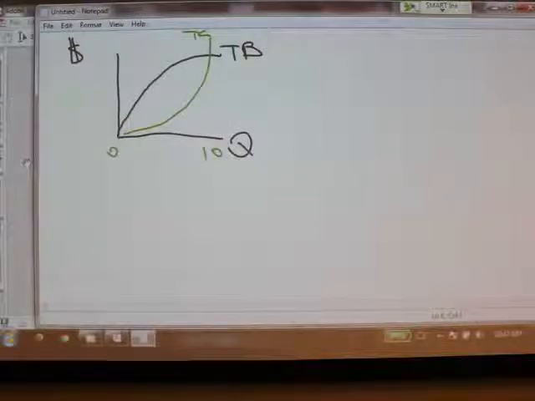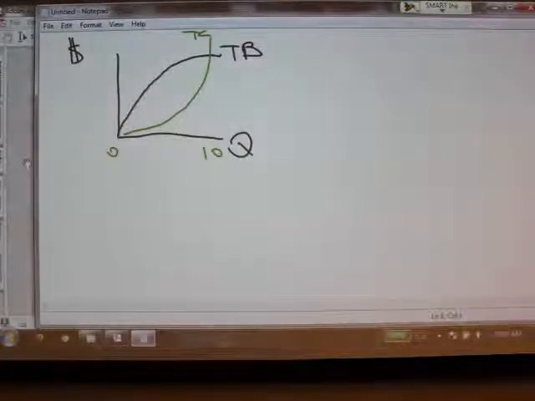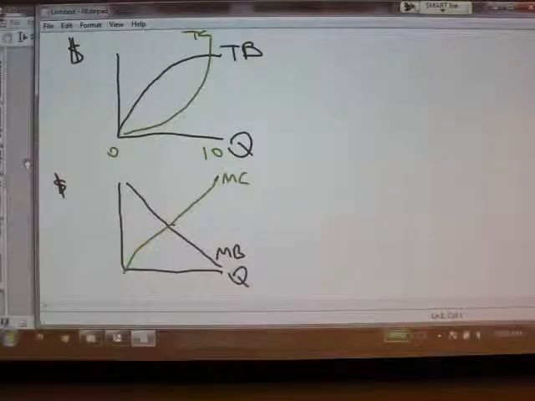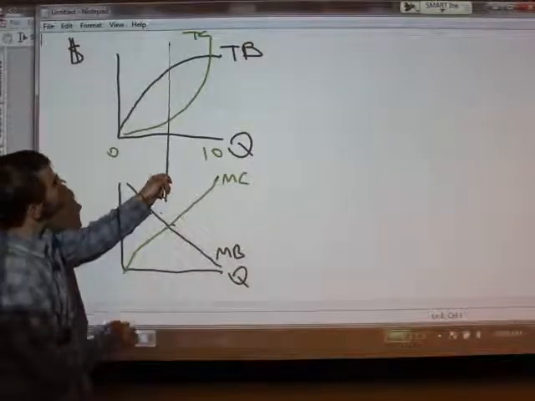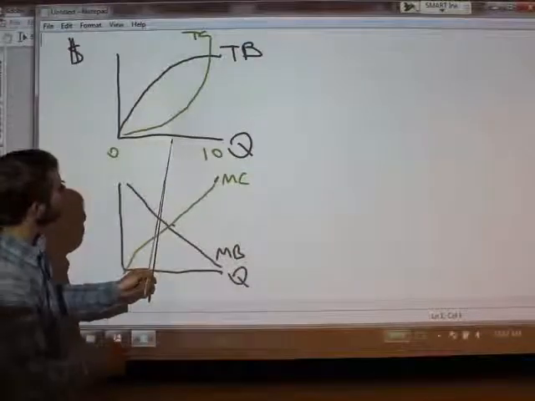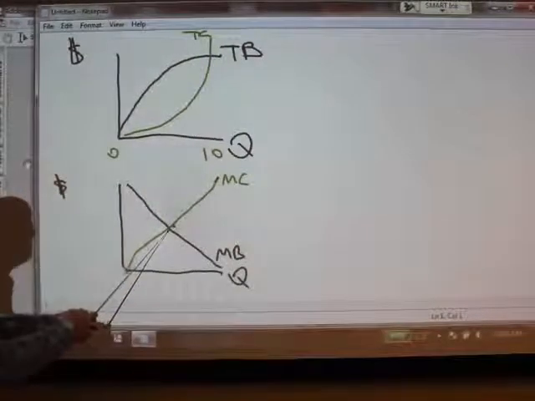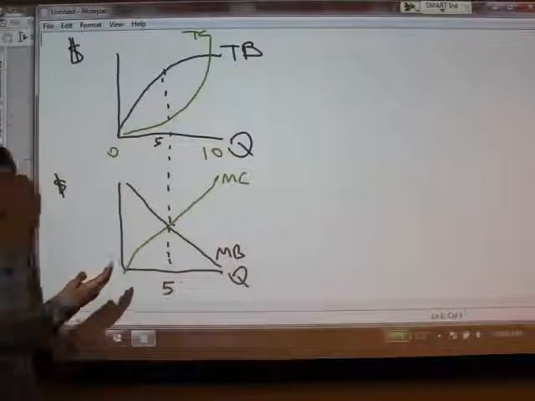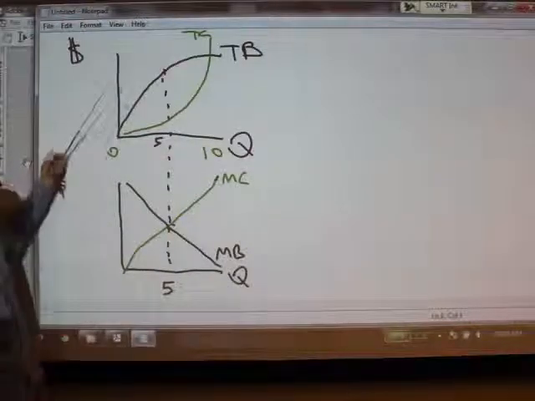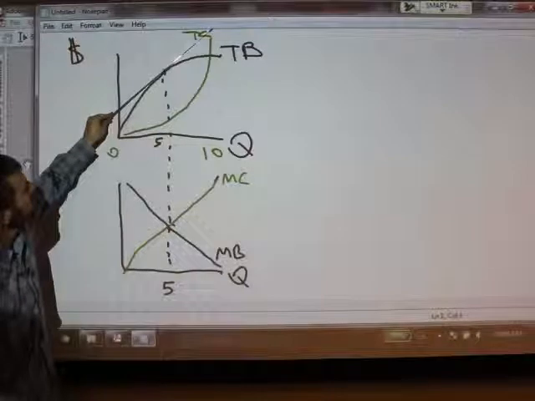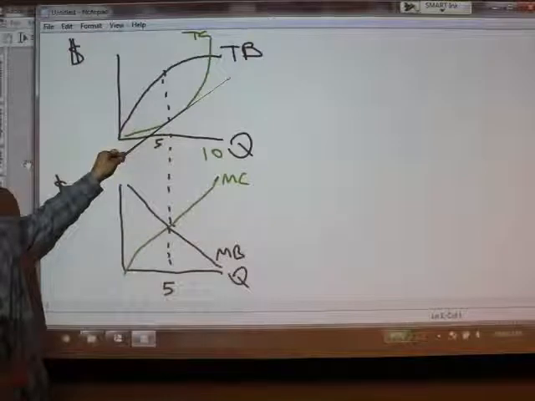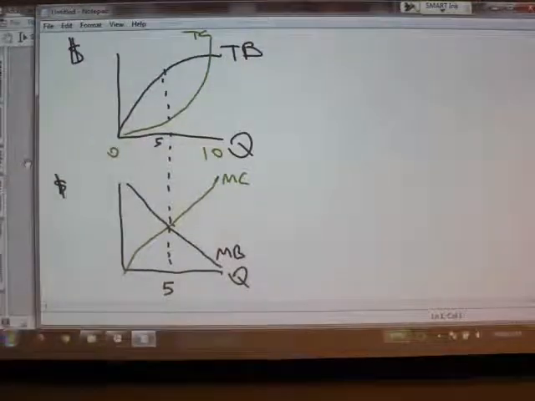Now, right below this curve, I want to draw the marginal benefit and marginal cost curve. Remember, the marginal benefit and marginal cost curves are the slopes of these two curves above. If net benefits are maximized here, let's say this is at 5, it turns out this is where the marginal benefit and marginal cost are equal. And let me show you why that is. Again, the slopes of these total benefit and total cost curves are the marginal benefit and marginal cost. The slope of the line right here is equal to the slope of the line right here. That's a mathematical fact.